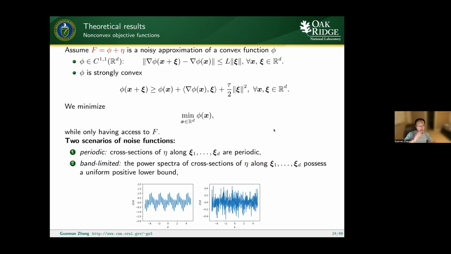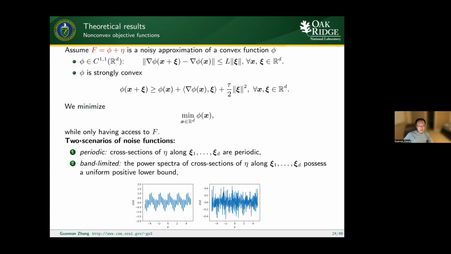Okay, and now we come to the analysis of non-convex objective functions. Like I mentioned before, our method is really good at optimizing a convex function perturbed by some noise. So this is what we're going to analyze. We assume the loss function is the sum of a strongly convex function plus a noise. And what we want to find is the global minimizer of the convex function, then see if our method can do it or not.